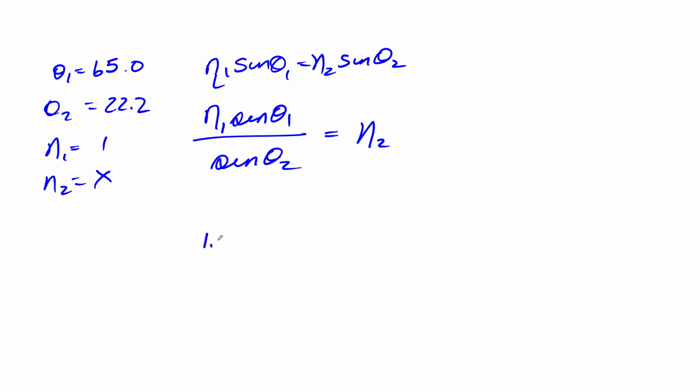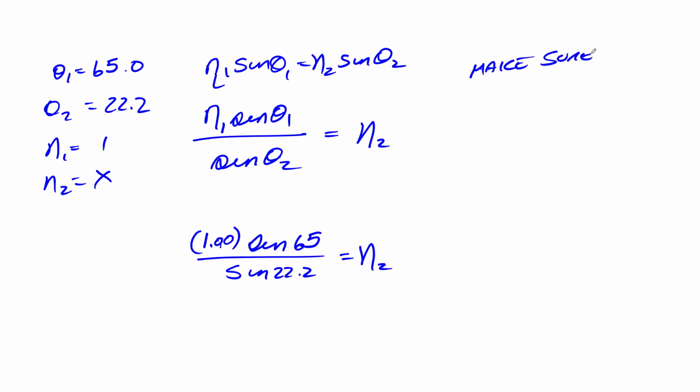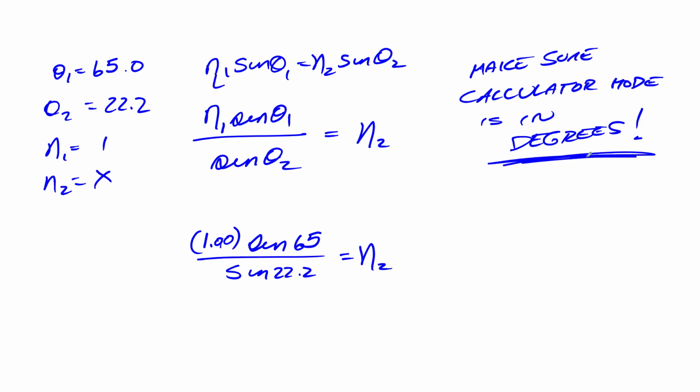So N1 is 1. Now I'm going to put 1 here because there are going to be some problems where it won't be in air, it'll be in a different material, so we're going to have to put that in there. But we know that it should be, so sine of theta 1 is going to be sine of 65 divided by the sine of 22.2. For you guys, on some of the problems on the test, you guys in calculus are used to radians, but here it's in degrees. Switch it. You need to have them in degrees.